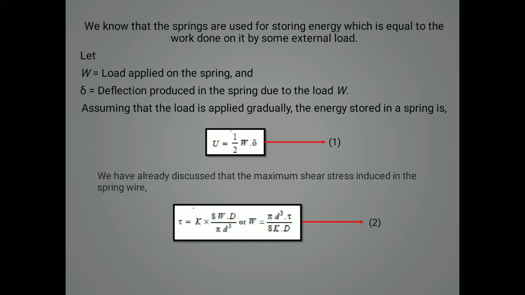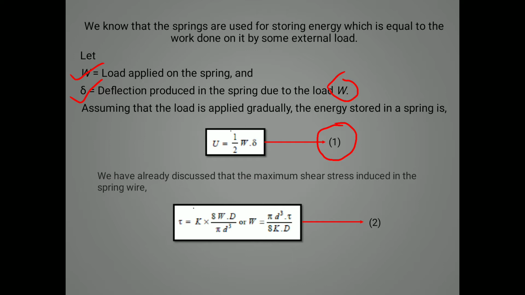So we give it as equation number 1: U is equal to 1 by 2 W delta, where W is the load applied on the spring, and delta is the deflection, that is, the change in length of the spring by application of the load.